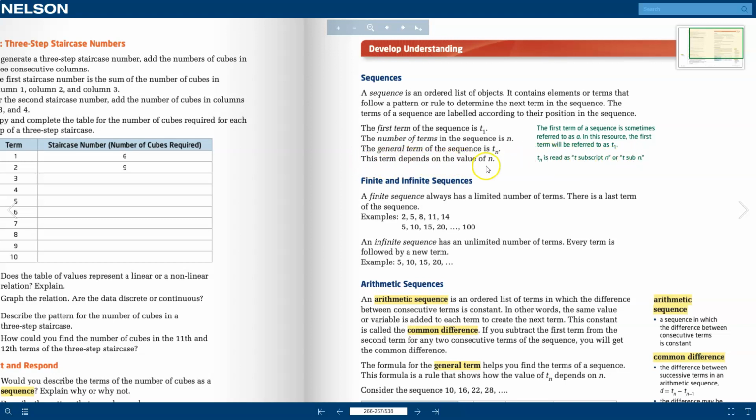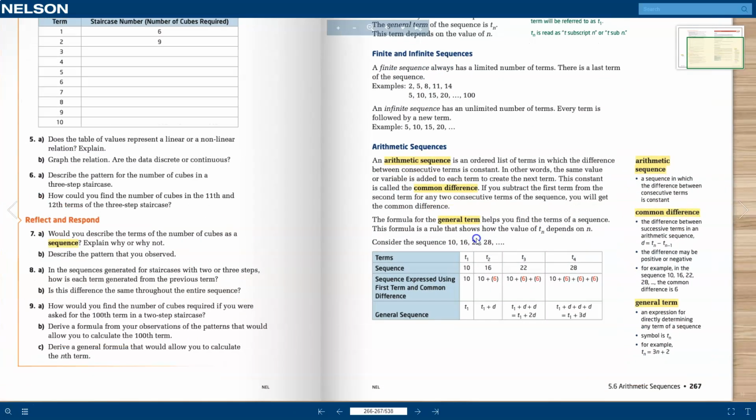This term depends on the value n. So T sub n depends on which term you are on. The value of the fifth term depends on it being the fifth term. It's kind of like Tn is the y and n is the x, because T sub n is the dependent variable, where n is the independent variable. We'll look at that in a second.